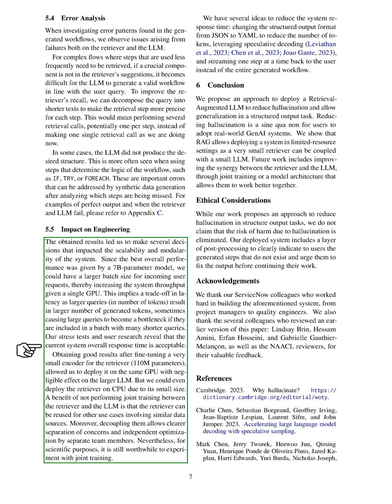Our findings have influenced decisions regarding system scalability and modularity. Using a 7B parameter model has shown the best performance, allowing for larger batch sizes and increased system throughput. We can deploy a small encoder for the retriever on the same GPU without affecting the larger language model significantly. Decoupling the retriever and the language model enables easier reuse and independent optimization.